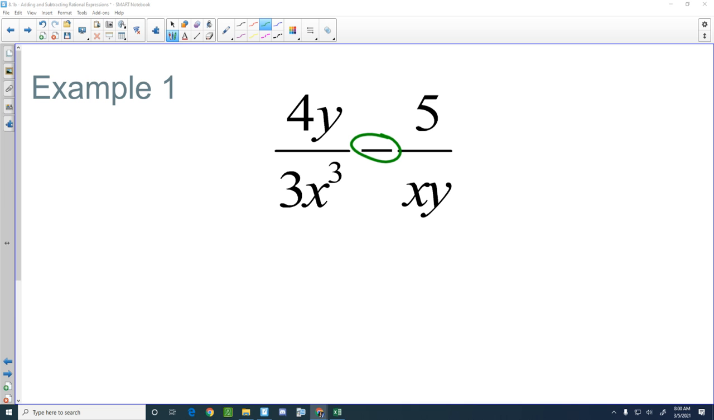Make those 2 denominators the same. What's missing from the right side and what's missing from the left side? Keep going, keep going. Get them the same. Then combine them.